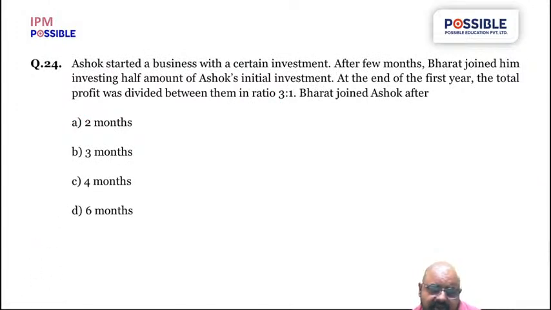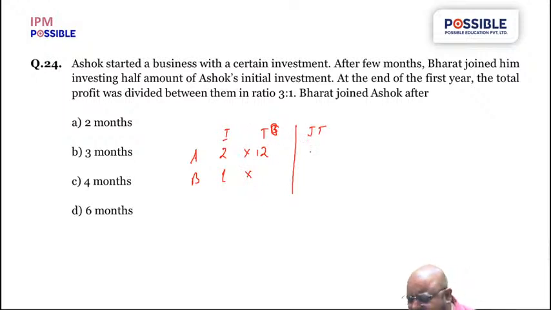24. Ashok started a business with a certain investment. After a few months, Bharat joined him, investing half the amount of Ashok. So suppose the investment by Ashok was 2. Bharat invested 1, half of Ashok. At the end of the year, the total profit was divided. And in terms of time, Ashok was there for the entire year. We have to find the time for Bharat. We know that the profit will be divided in the ratio, in the proportion of investment into time, which is 2 into 12 for Ashok.